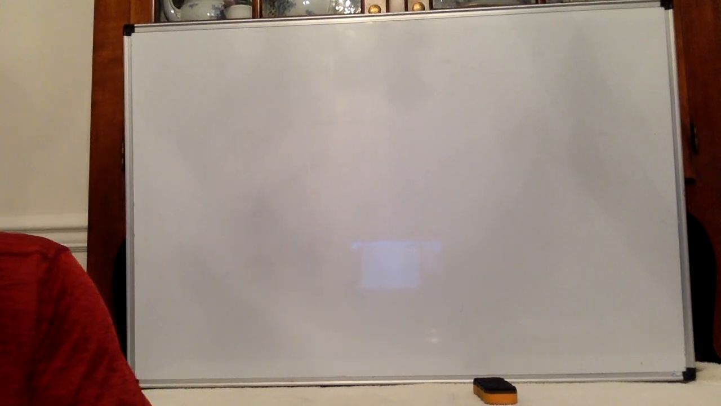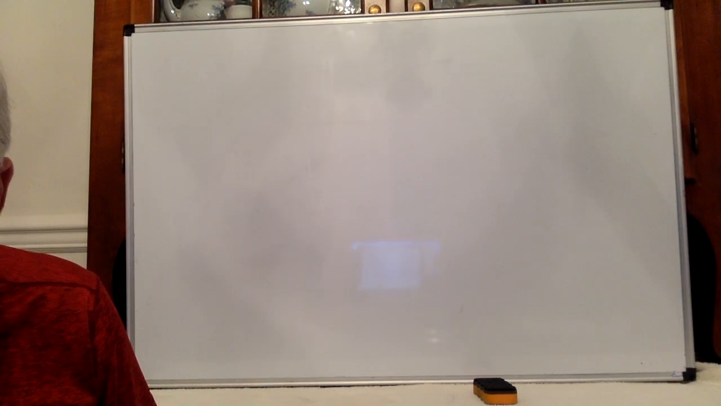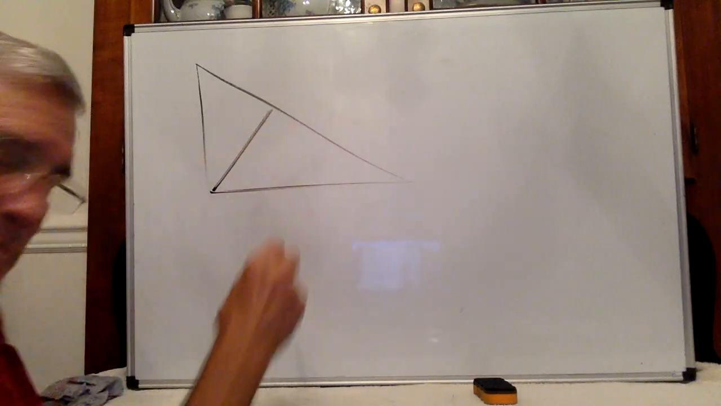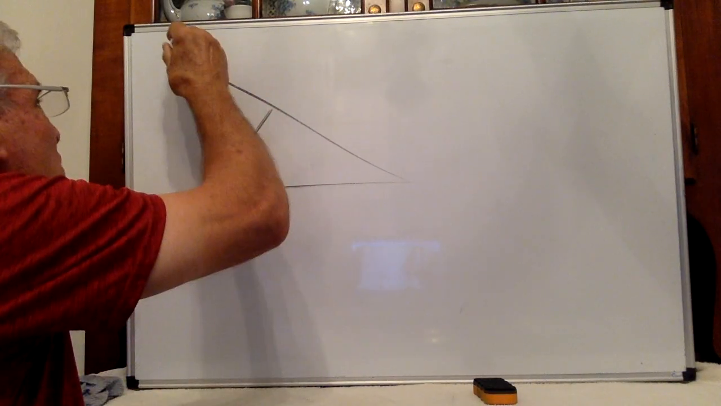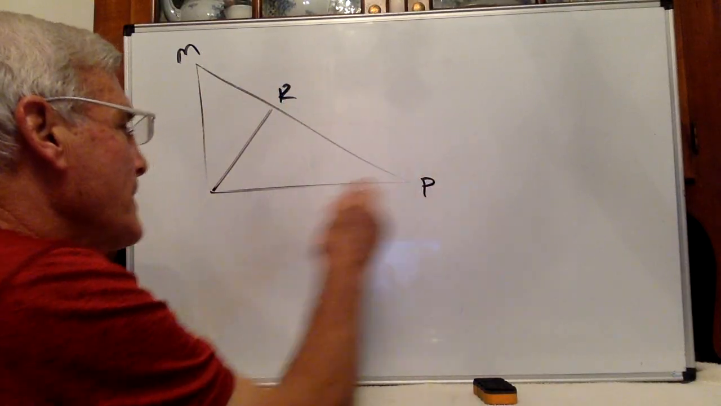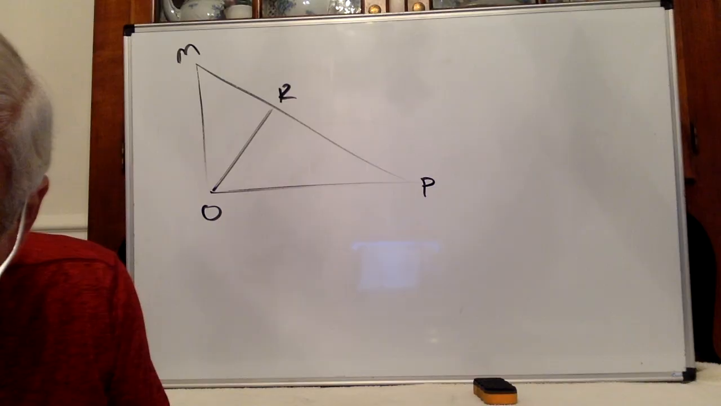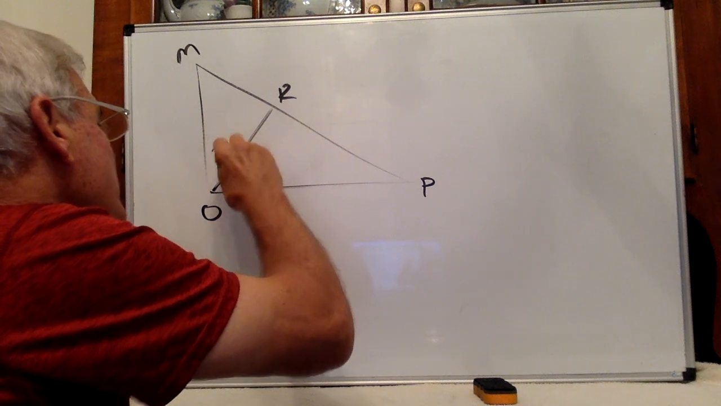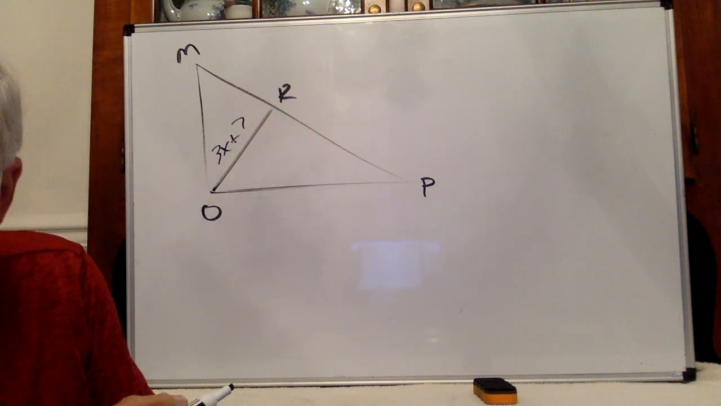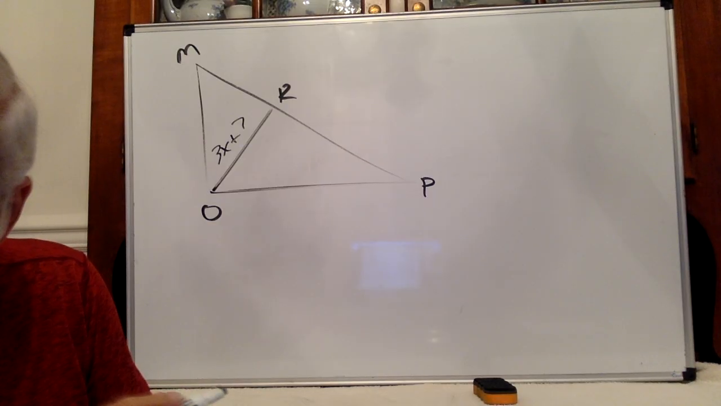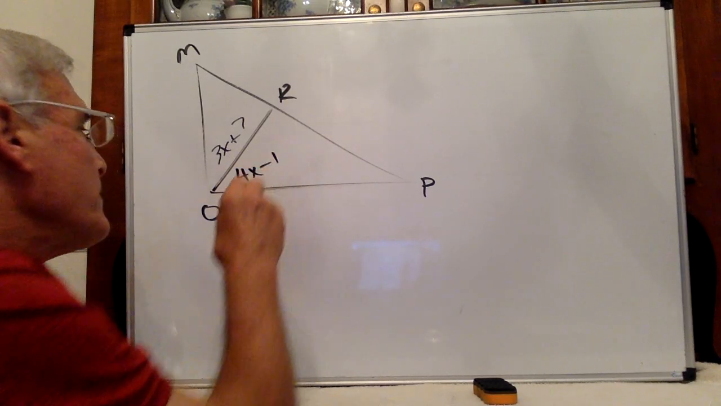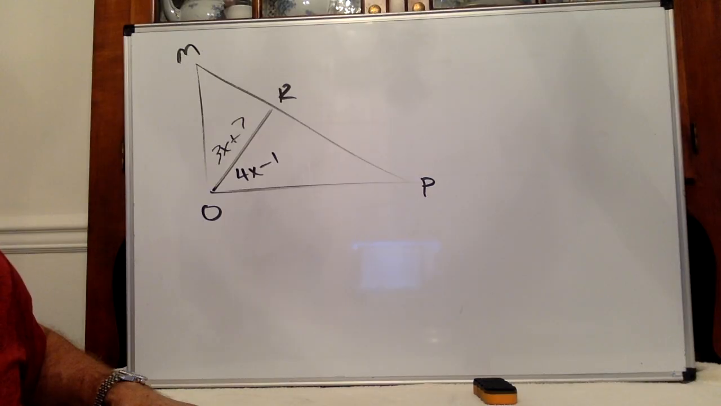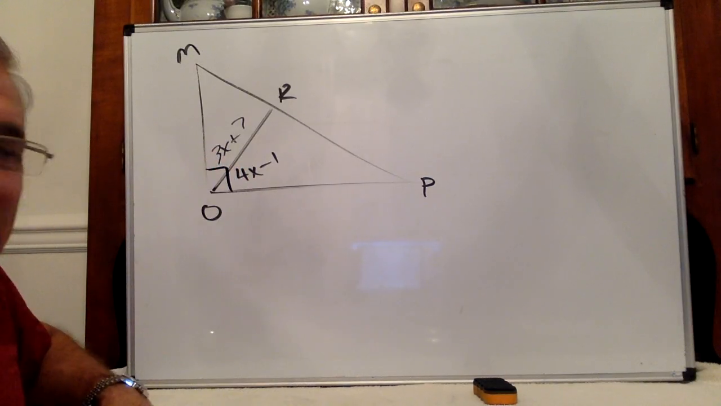Think about it. Number 8. They gave you, in number 8, this figure, MRPO. And they told you that angle MOR is 3x plus 7 degrees, and that angle ROP is 4x minus 1 degrees. And they also told you that MO is perpendicular to OP. So I know for a fact that has to be a right angle.